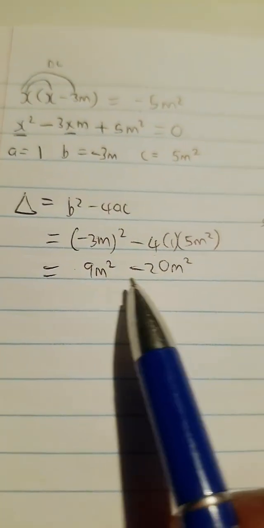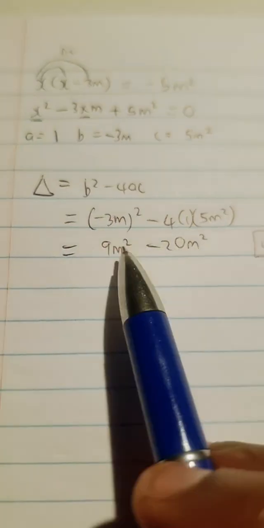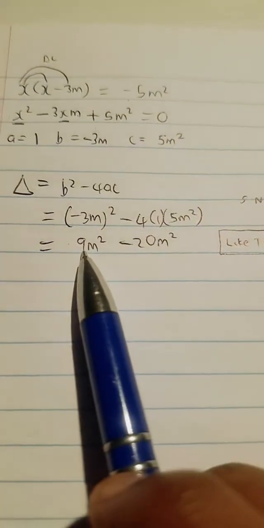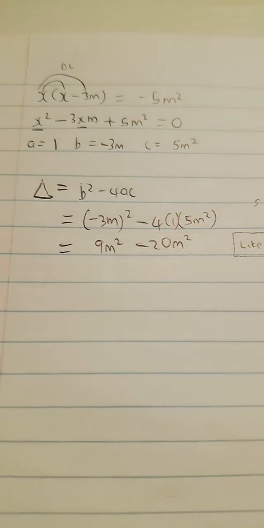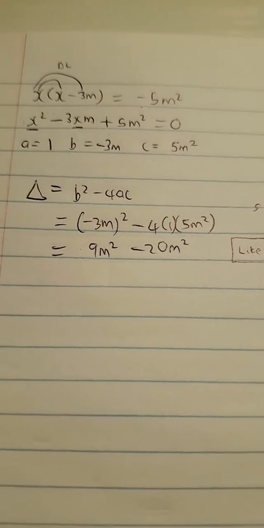All right, then what's 9m squared minus 20m squared? But we are seeing like terms here. We got 9m squared minus 20m squared, guys. So there we can now subtract these like terms. What do we get? Tell me in the comment section. Let's see what you guys get. Your answer, 9m squared minus 20m squared is equal to what, guys?